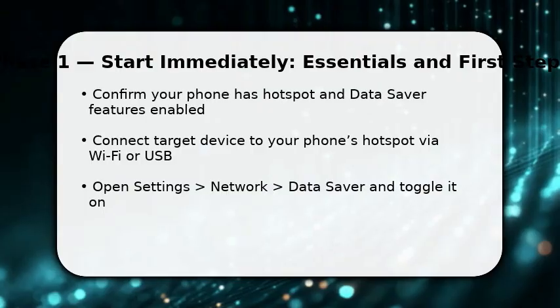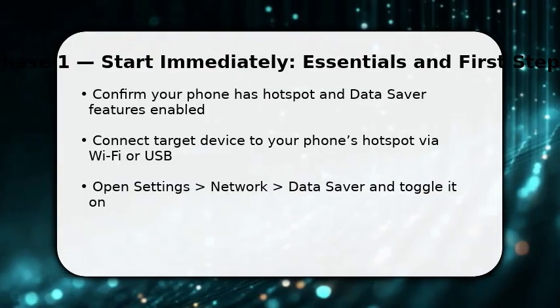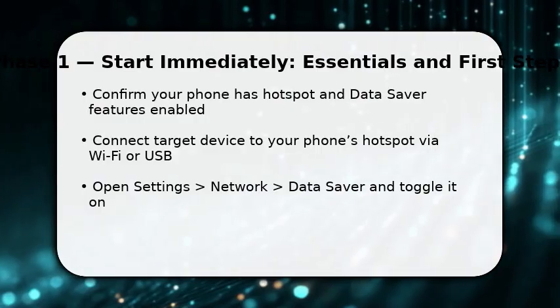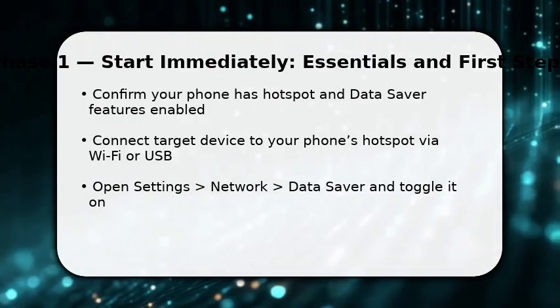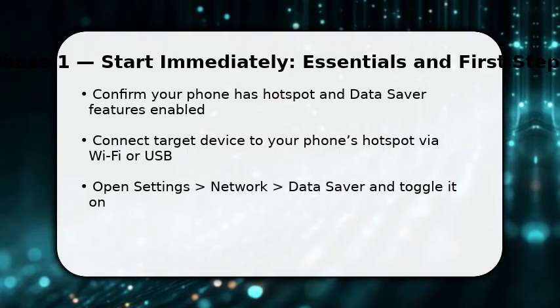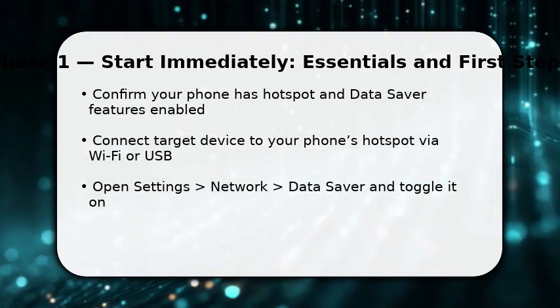You start with two essentials: Hotspot active and Data Saver enabled. First, turn on your phone's hotspot, then connect the other device by Wi-Fi or USB.